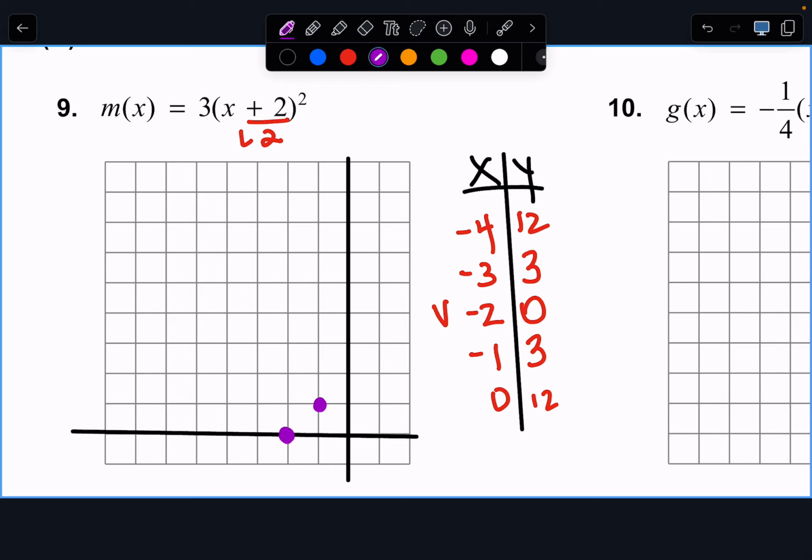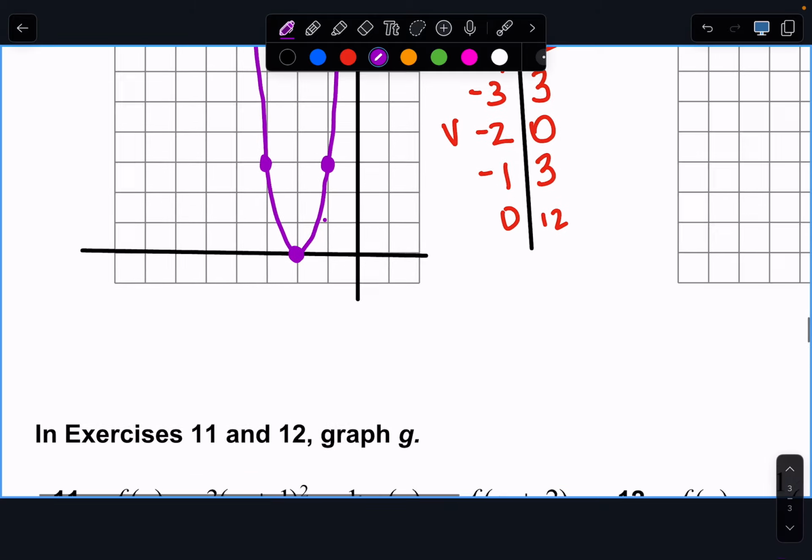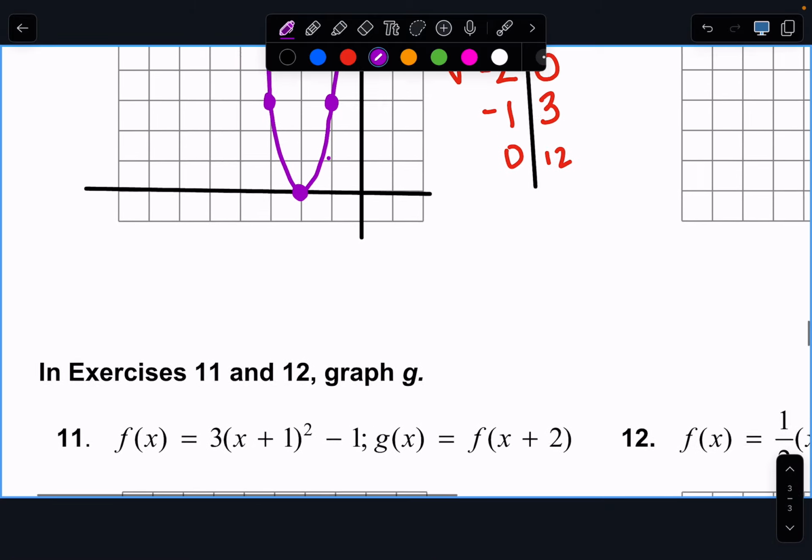Negative 1, 2, 3. I don't quite have enough room. Imagine there's one where like an x minus 2 and then a minus 20 outside.